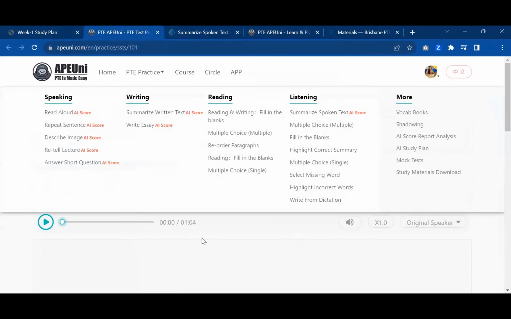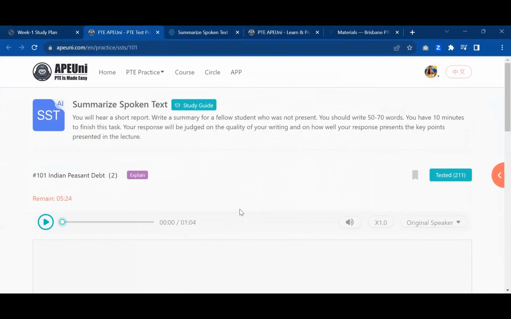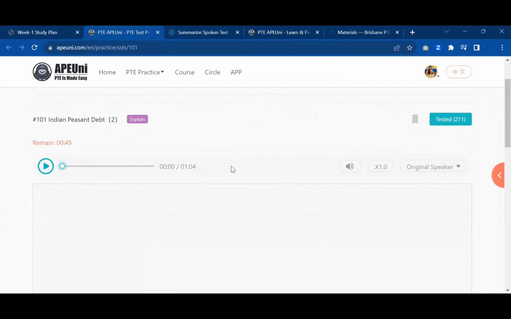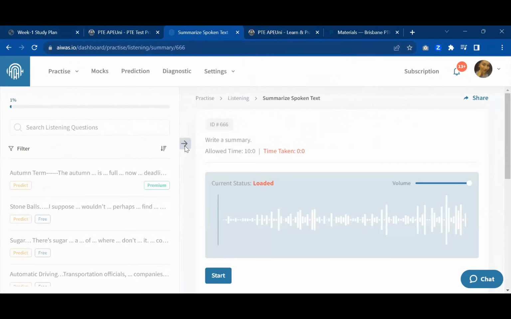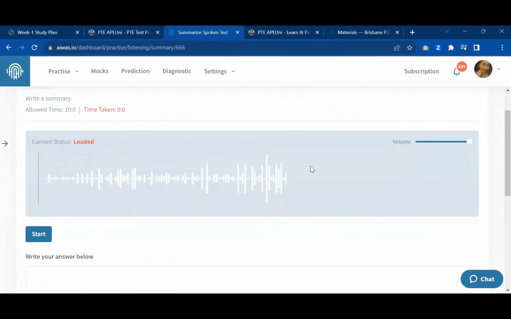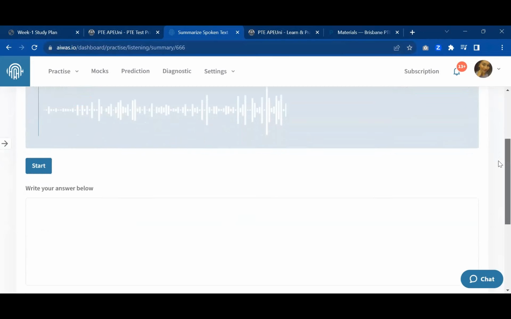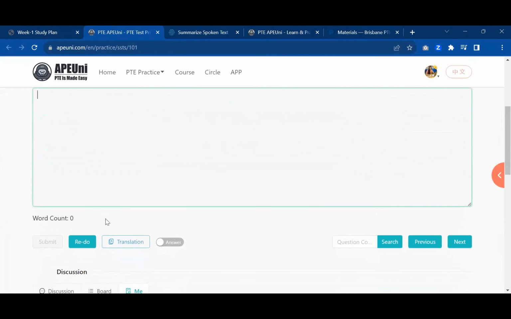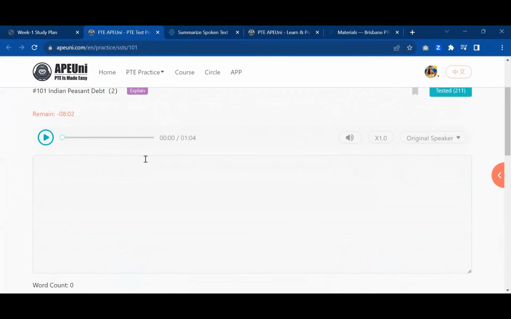Now, what do we need to do in SST? In SST, you are going to be given an audio. This is how it looks on iWAS Plus. This is your audio, and right below the audio, just like this one, you will have an answer box with word count. So now you guys can understand that this topic is a combination of a listening task and a writing task, and that is why we get both listening and writing points.